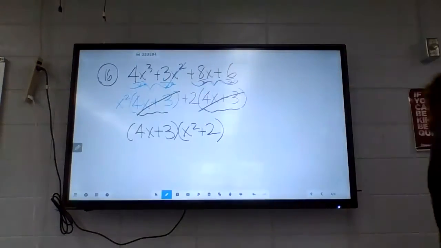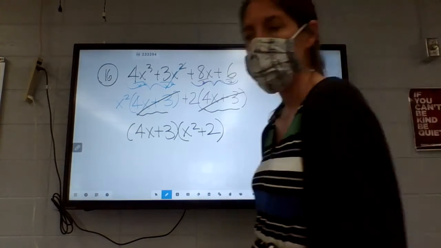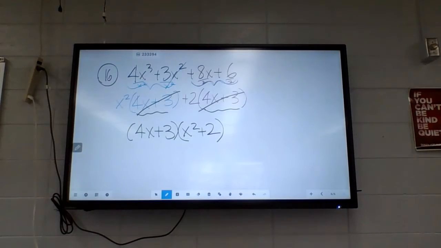I didn't have anyone try to do this, but x squared plus 2 can't be factored further because it's not a difference of squares. It's plus, and 2 is not a perfect square. Okay. Questions there at all?